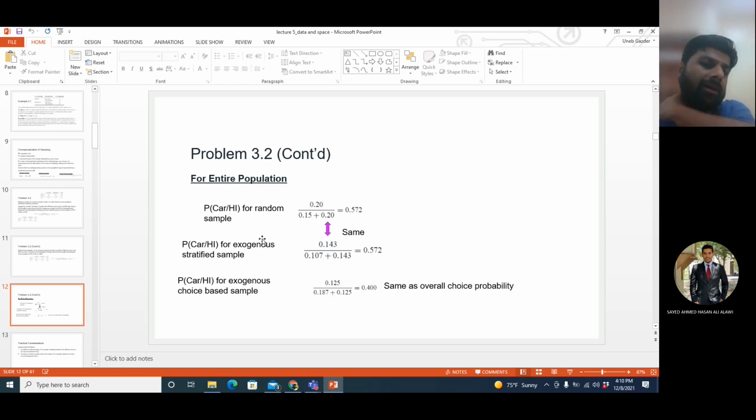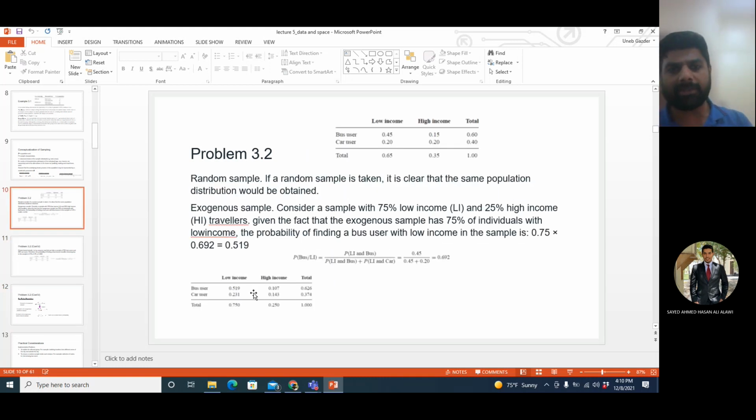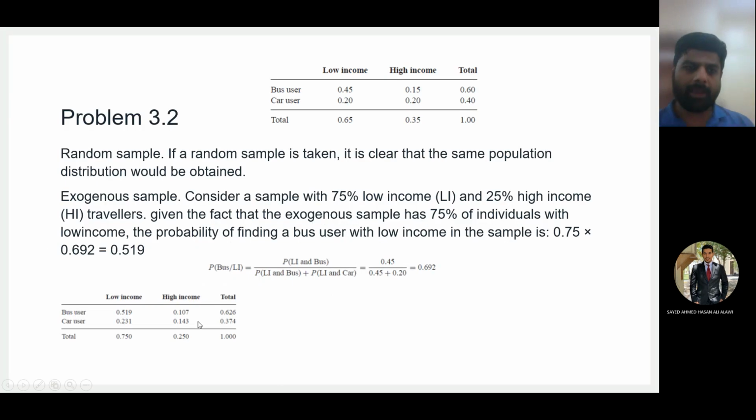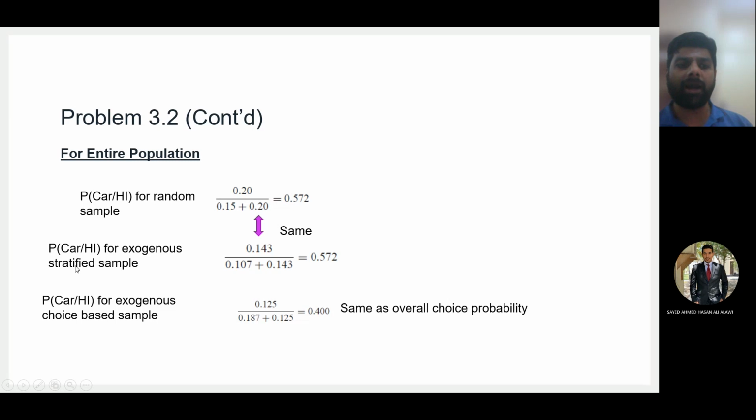And if you do it for the stratified sampling, we have already calculated this table last time for the sample. In the sample, a car user belonging to the high income group has a possibility of 0.143, and the total possibility for the high income group is 25%. So 0.143 over 25% will give you the probability that a car user belongs to the high income group in the stratified sample.